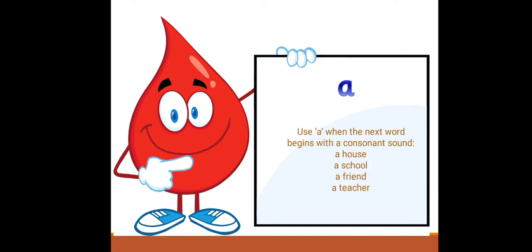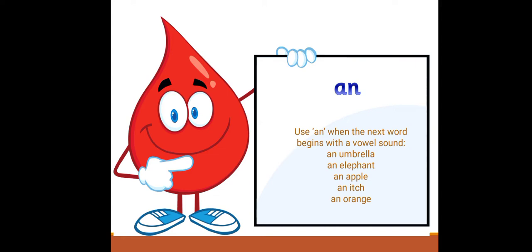We use a when the next word begins with a consonant sound. Children, we have to look for the consonant sound here, like a house, H for house; a school, S; a friend, F; a teacher, T. The words are beginning with consonant sounds, so we are using a with them.